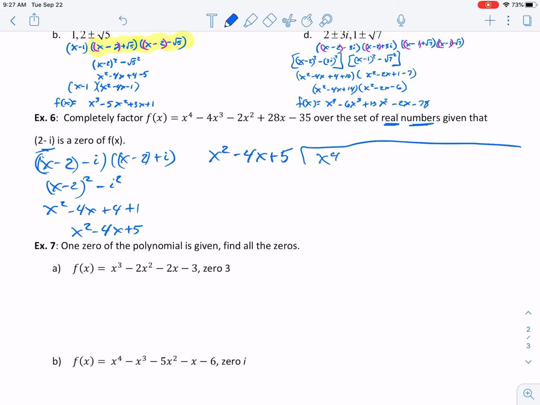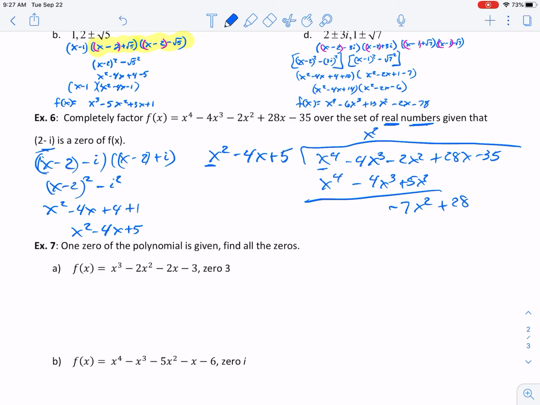x to the 4th minus 4x cubed. Make sure you copy your problem right. I make mistakes like that all the time. Now multiply x squared to get x to the 4th, it's an x squared. So this becomes x to the 4th minus 4x cubed plus 5x squared. You subtract, they go away. This becomes negative 7x squared plus 28x minus 35. You multiply by negative 7, and you get negative 7x squared plus 28x minus 35, and your remainder is 0.